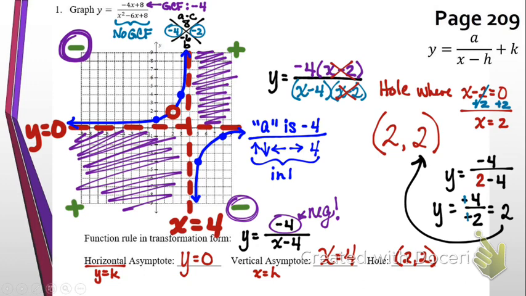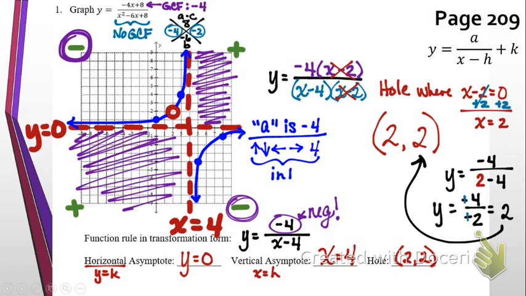So we're going to factor, we're going to cancel, we're going to find our hole. We're going to put it in transformation form and graph it just like normal. I'm going to get my x equals and my y equals on there. I'm going to put a big open hole where we said the hole was. And then I'm going to graph it just like normal after that.